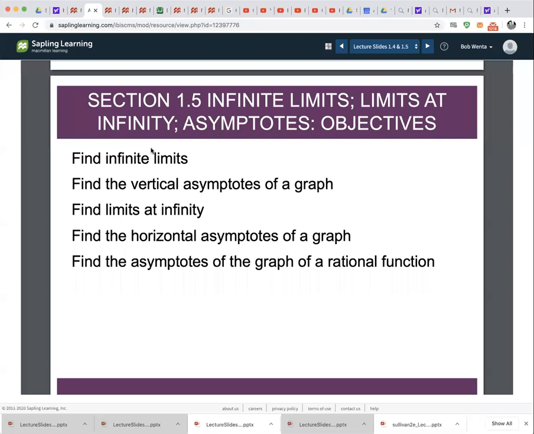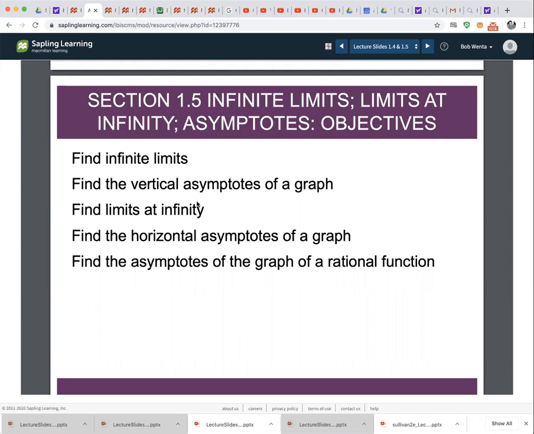Okay, here are some notes about the lecture slides from section 1.5. I'm going to run through them kind of quickly. We've talked about a couple of these things already in class a little bit, but let's go through the slides that I've got written here. Notice it's talking about infinite limits, limits at infinity, and asymptotes.